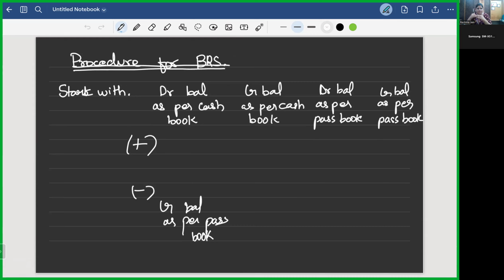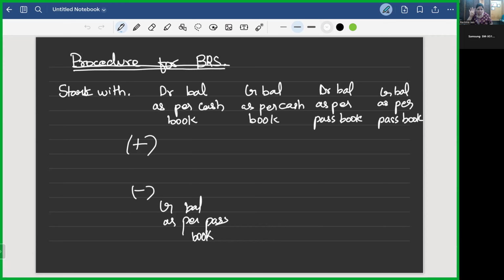When we do reconciliation, we have to find out differences of cash book and passbook. So we have to start with some balance. For example, I am taking the balance of cash book. I'll add certain items and subtract certain items from the cash book and I'll get the balance as per passbook. This is what reconciliation is.